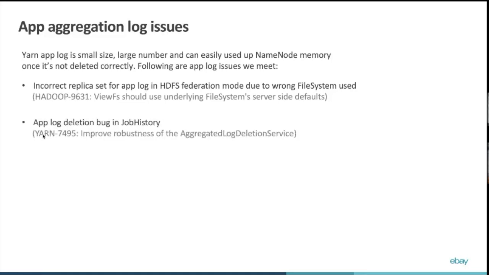The second one is a deletion bug in the job history server. In job history, if an exception happened, it doesn't delete the app log anymore. Then this log will be stored in HDFS, and it will use up the NameNode memory.